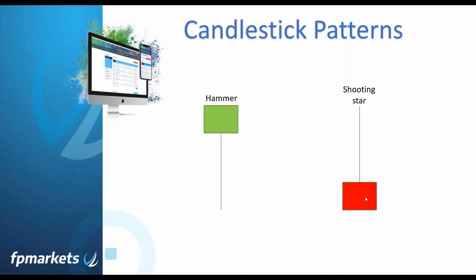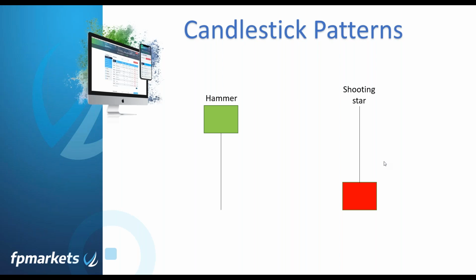We will also be looking at the upper shadow to form at least 2 to 3 times the size of the real body. Look, it's important to note that both the hammer and shooting star candlestick patterns are considered reversal patterns, which essentially means it's a formation that helps forecast a change in direction or a change in trend.